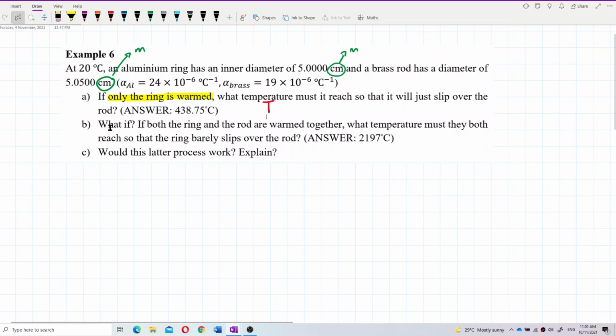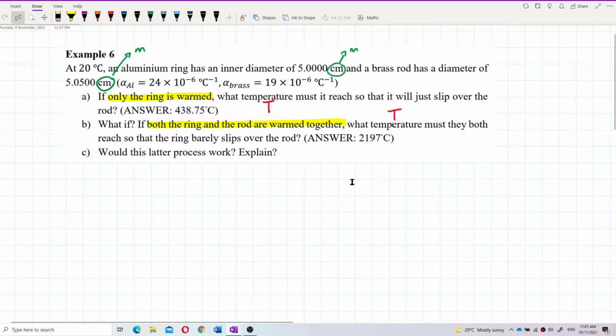Okay, let's look at B also. What if both the ring and the rod are warmed together? So B is another situation, both ring and rod warmed together. For question A, only the ring is warmed. We only heat up the ring. But for B, both the ring and the rod are heated up. So for this situation, what temperature must they both reach so that the ring barely slips over the rod? So this one also find the temperature.